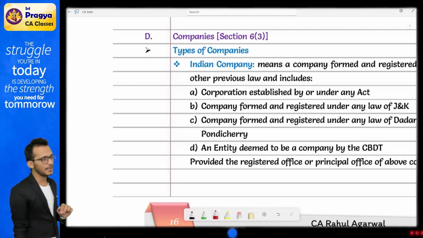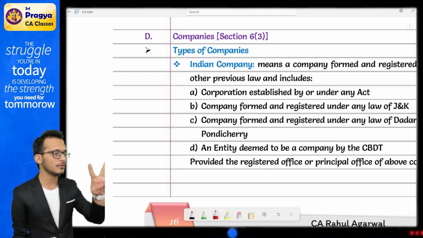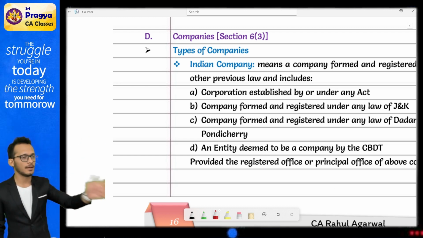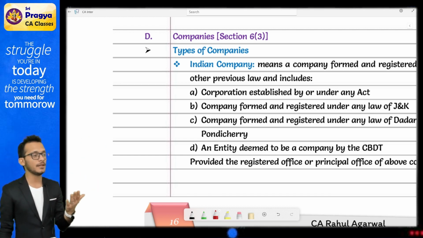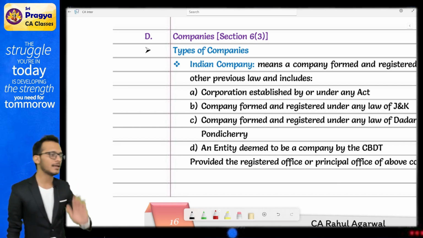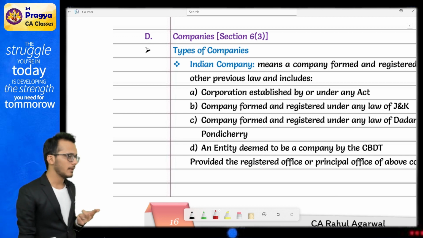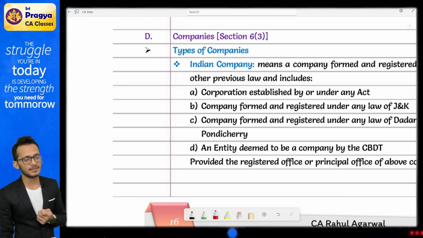Now, when it comes to company, I told you when we did rates of taxes, you have two kinds of companies. One is domestic company, one is foreign company. Income tax comes and says foreign company is that company which is not a domestic company. Domestic company has been defined as a company which is an Indian company or a foreign company which is distributing dividends in India.